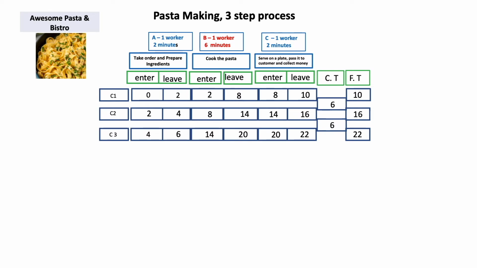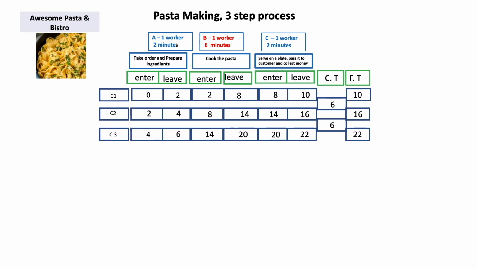Okay, now let's talk about flow time. In this process, we see that flow units are the customers. All customers arrive at the same time at time equal to 0. Customer 1 gets his plate of pasta at time equal to 10. Therefore, his flow time is 10 minutes. Customer 2 gets his pasta at time equal to 16. Therefore, his flow time is 16 minutes. Customer 3 gets his pasta at time equals 22 minutes. So his flow time is 22 minutes.